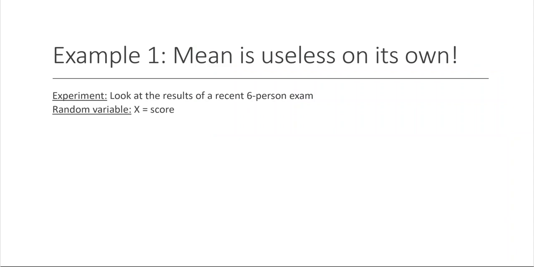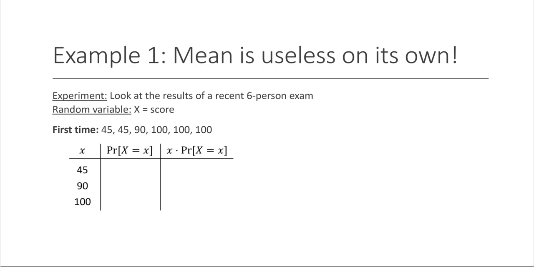Let's start with an example. Let's look at the results of a recent 6-person exam. Here we're going to look at the random variable x, which is the score. Say the first time we run the experiment, we have these results. So 2 people got 45, 1 got 90, and 3 got 100. And let's use this to put together a PDF.